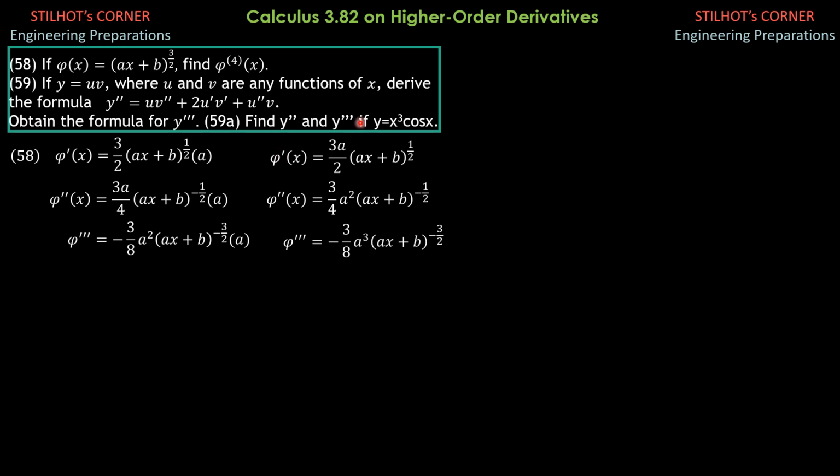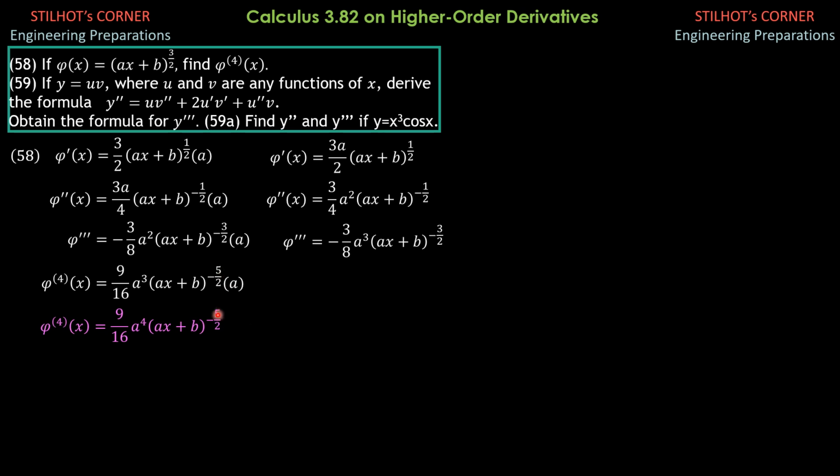And finally, the fourth derivative is negative 3/8 times negative 3 halves. That's 9 over 16 A cubed, and times quantity AX plus B to the negative 5 halves times A. Simplifying, so the fourth derivative of P with respect to X is equal to 9 over 16 A to the fourth quantity AX plus B to the negative 5 halves.